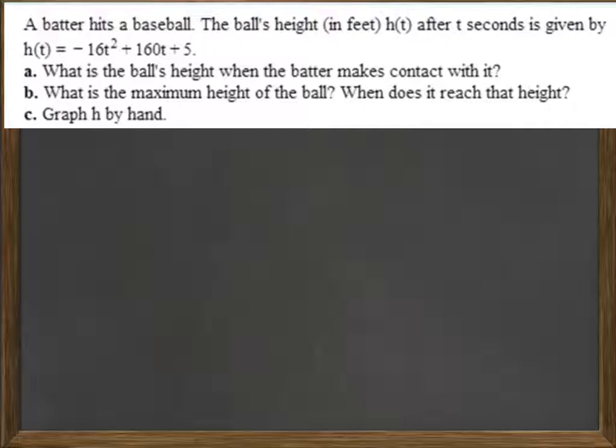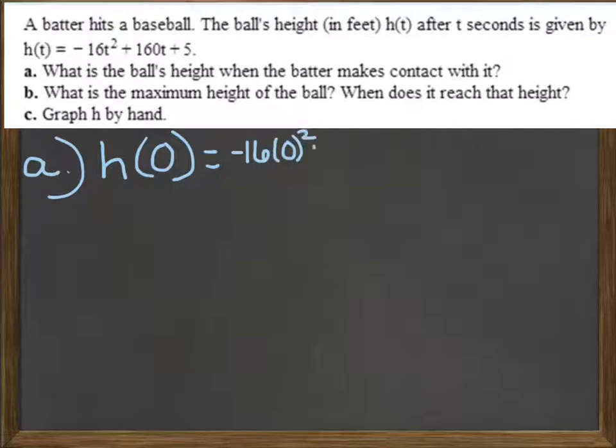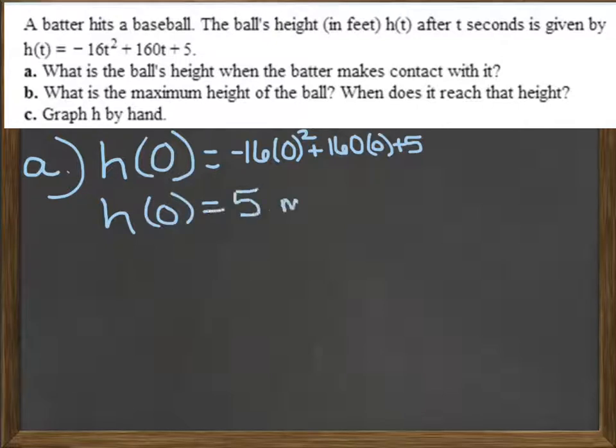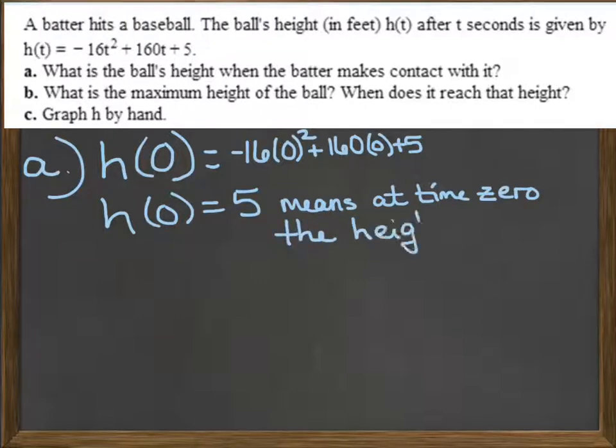Well, when the batter makes contact, the time we would be talking about is at time 0. So what's happening initially when the batter makes contact with it, we substitute 0 in for t, the input value of 0, and we'll end up with 5. That means 5 feet. So the ball is at a height of 5 feet at time 0.